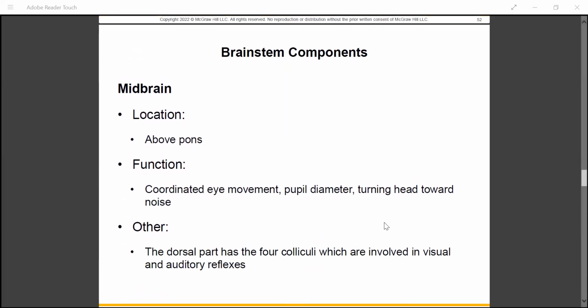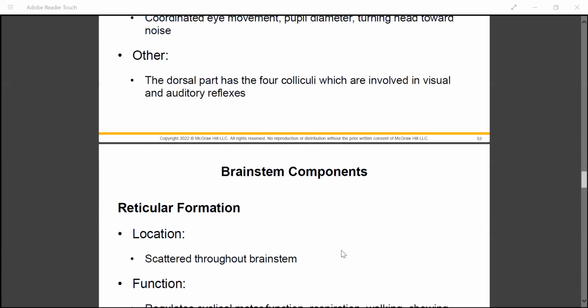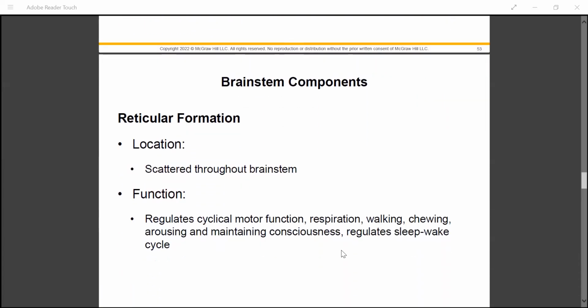Our midbrain is the most superior portion of our brainstem. It helps with eye movement as well as pupil function. It has components that trigger us to turn our head towards noise, and it's very visual and auditory. So visual and auditory reflexes, and that's about all the midbrain does. It doesn't have as many of those life centers as the first two components of our brainstem.